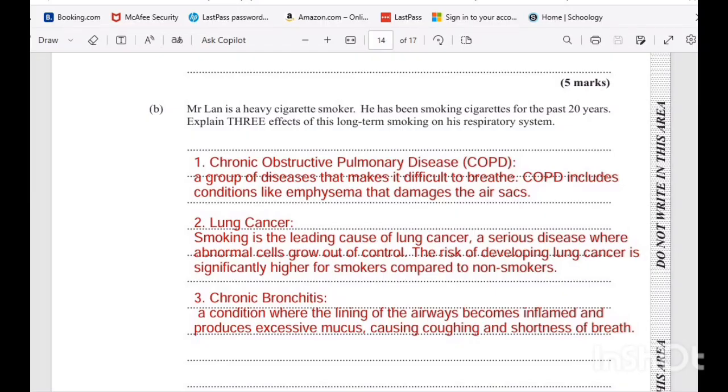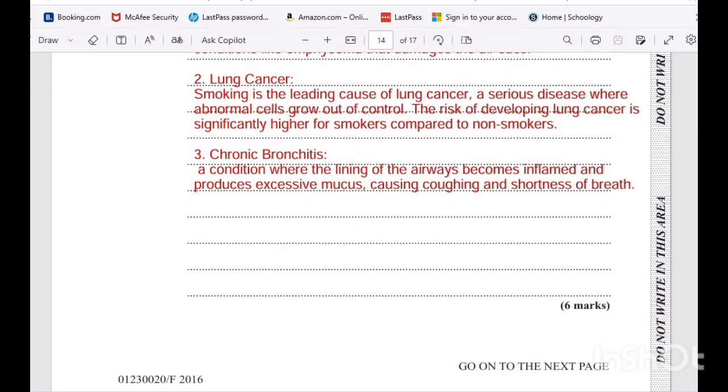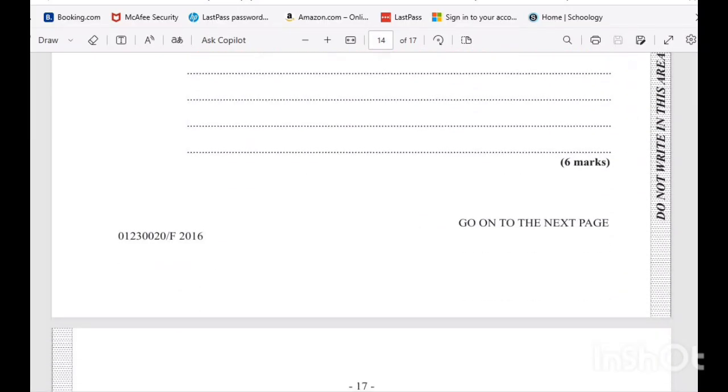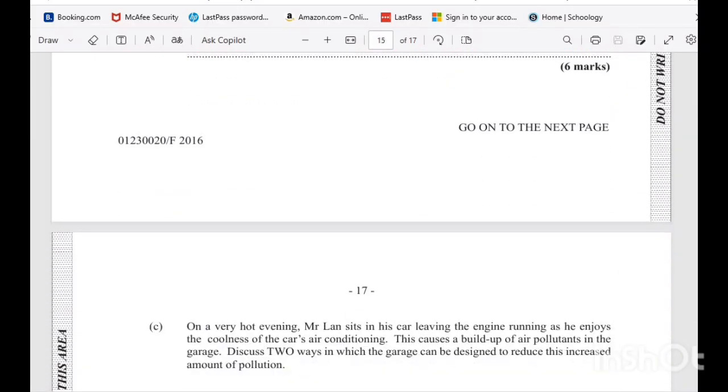And the third one, chronic bronchitis. And chronic bronchitis is a condition where the lining of the airways becomes inflamed and produces excessive mucus, causing coughing and shortness of breath. So these are 3 long-term effects on his respiratory system: COPD, lung cancer, bronchitis. And that's 6 marks. All right, ladies and gentlemen.